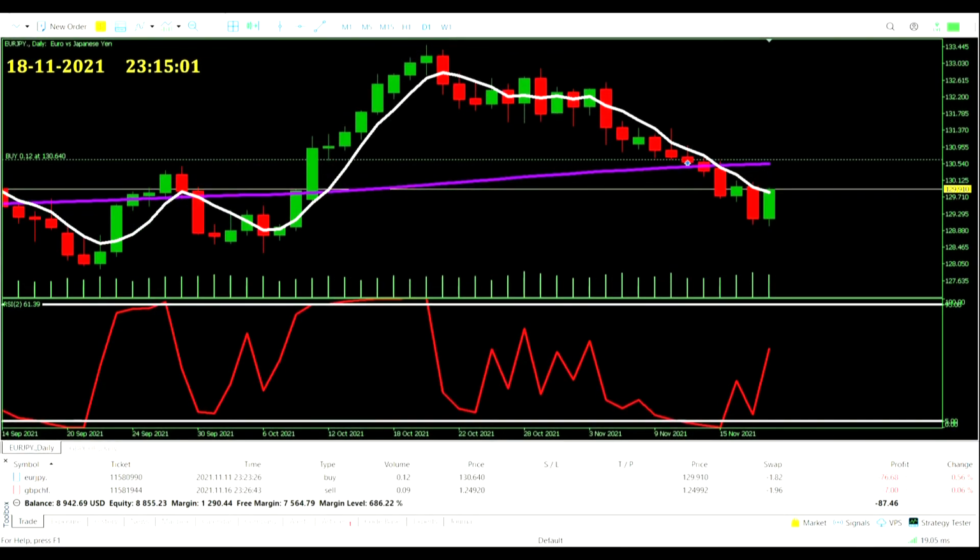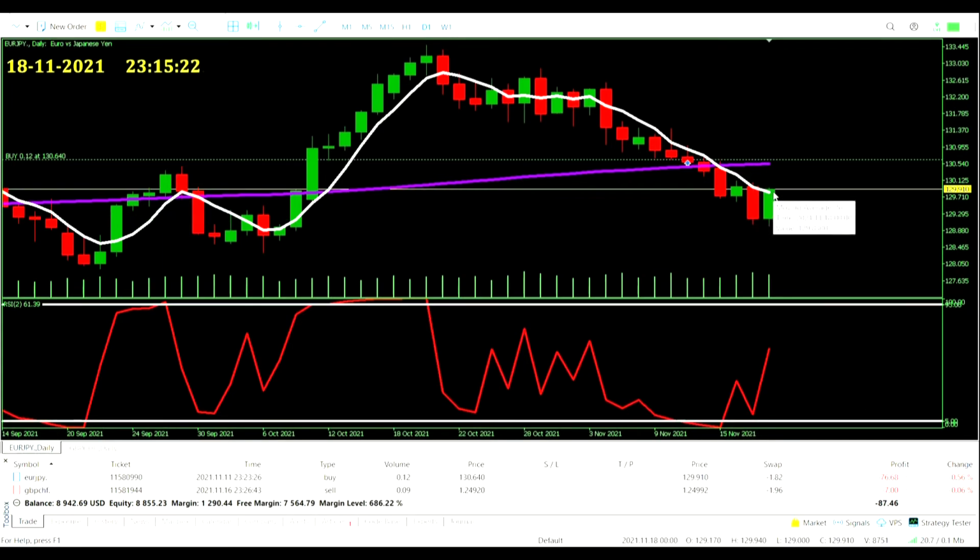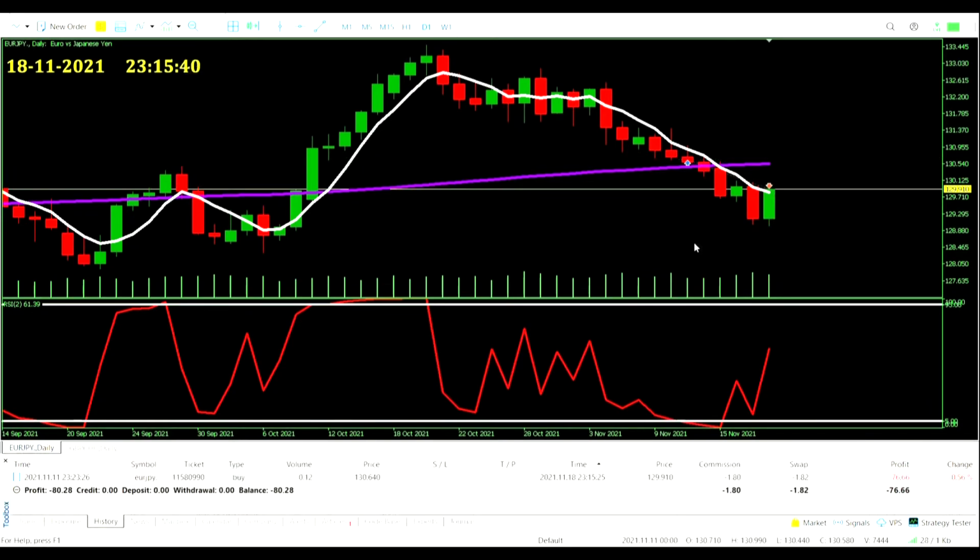Day 39. And we are going to be able to get out of this Euro Japanese yen trade. Price creeping above the 5-period moving average. And I think we're getting off quite lightly at this stage. When price was down here, it looked really grim. And it's still not the best, but it could have been a lot worse. So there it goes, $80.28 loss when you include the commission and the swap. Not our finest moment, but actually our least damaging loss.